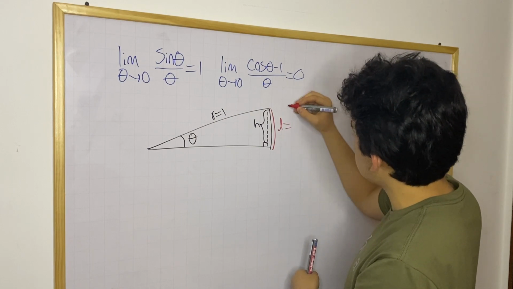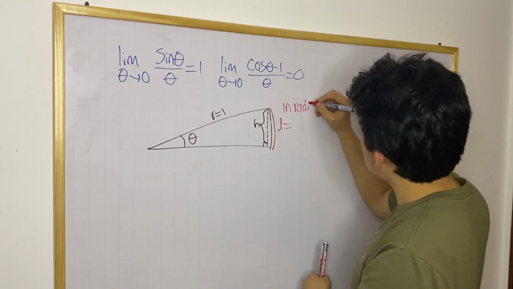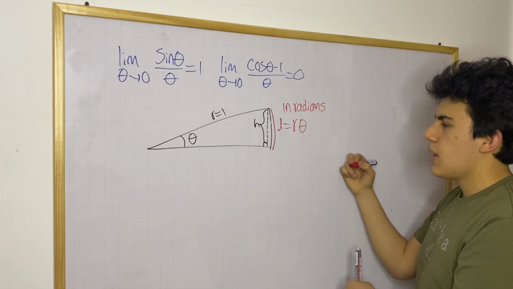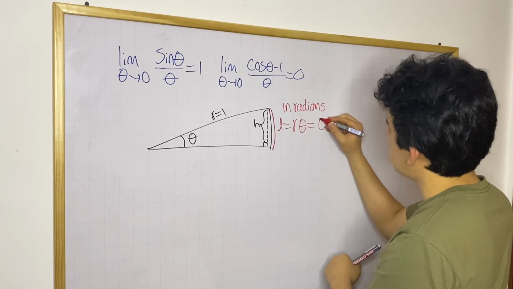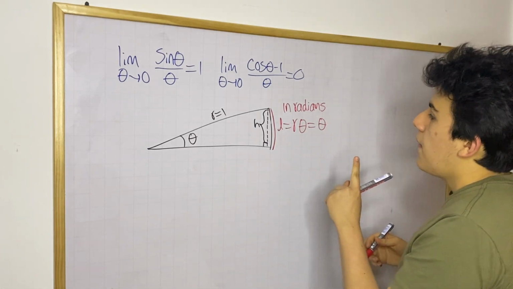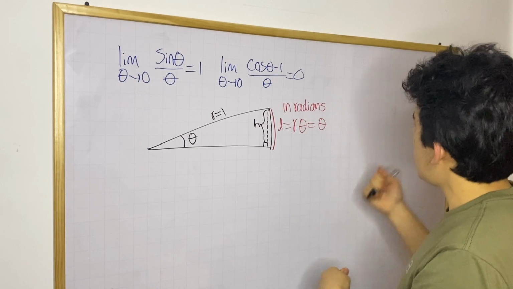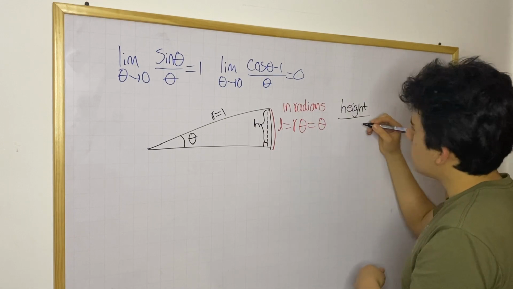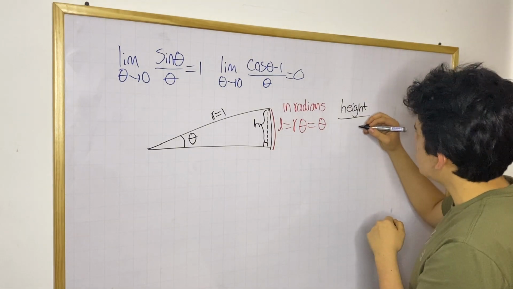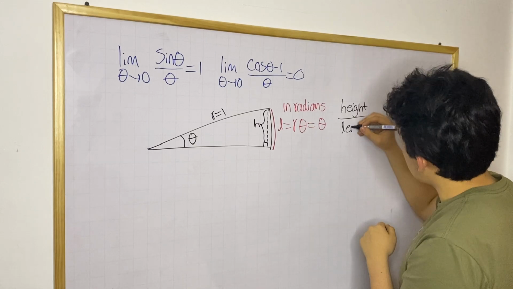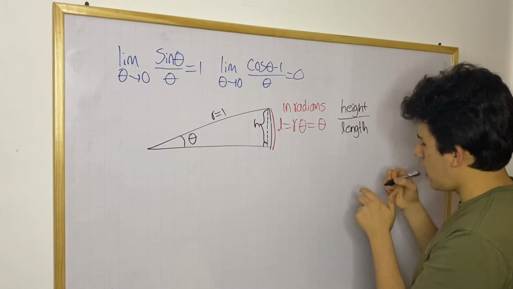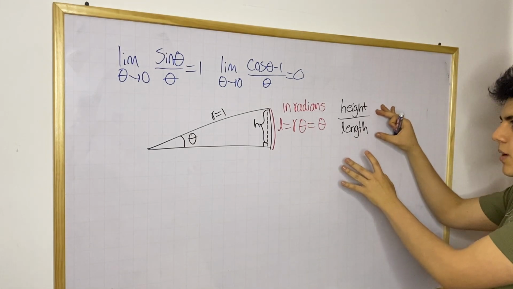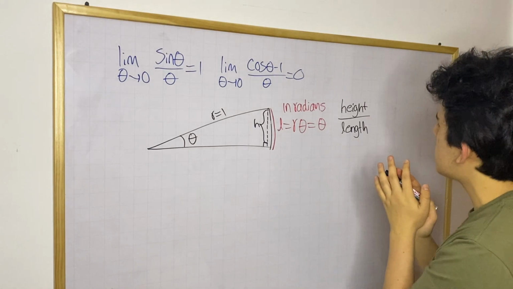Now we know that in radians, I'm going to write it over here, the length is equal to the radius times theta. But the radius is equal to 1. So this is just theta. Now we want to find the ratio of height to length. Yep, length.